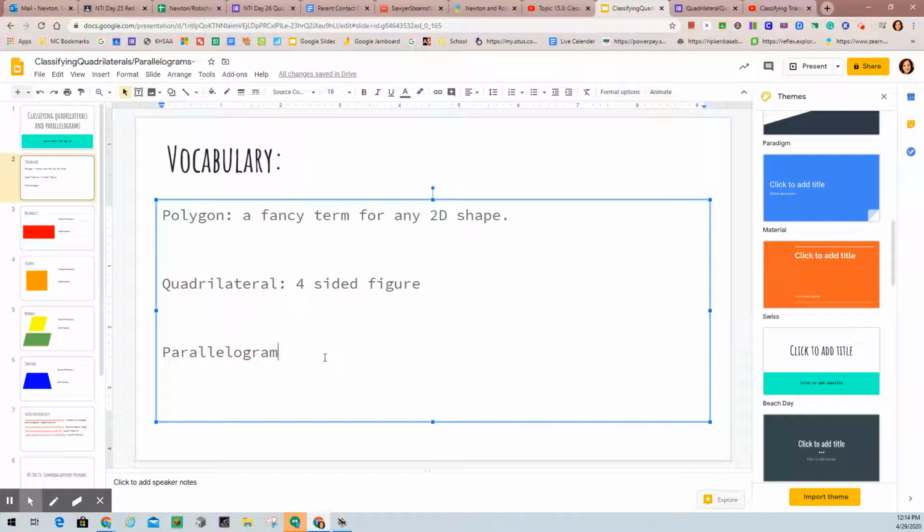And the last fancy term that we're going to look at is parallelogram. It sounds like we looked at parallel sides yesterday. Well, it's the same thing, except you have to have two sets of parallel sides, meaning that they never cross and that they never meet. So there has to be two sets of these. So let's see which of these shapes we're going to dive into today, because we're going to look at four different shapes, which of the four shapes are quadrilaterals and which of the four shapes are parallelograms.